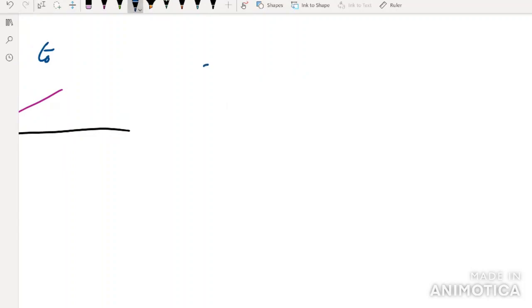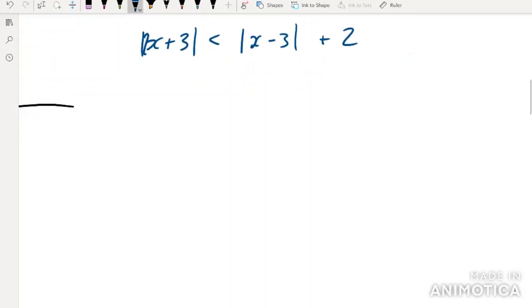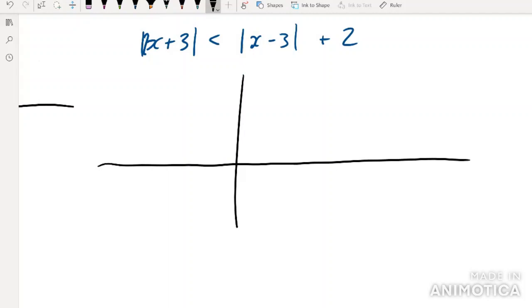So let's say |x + 3| < |2x + 3|... now let's say |2x + 3| is less than |x - 3| + 2. Okay, so same idea. I personally think that's very hard to solve officially, but we can just sketch it out to get an idea.